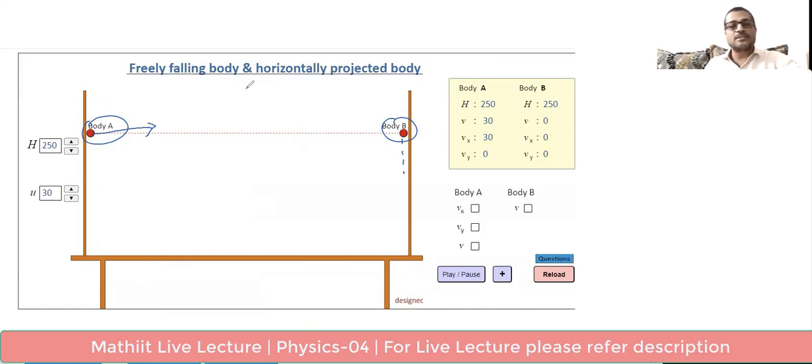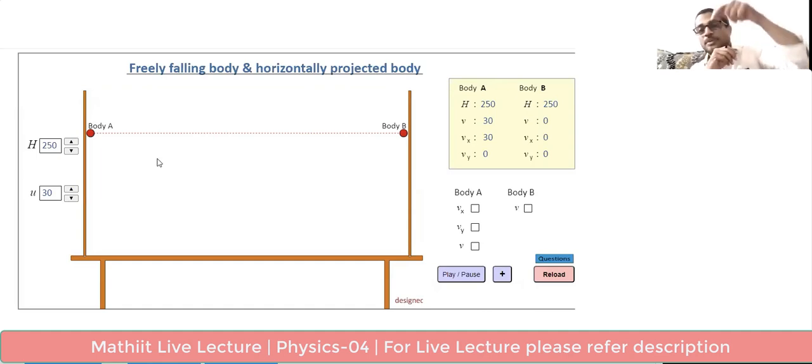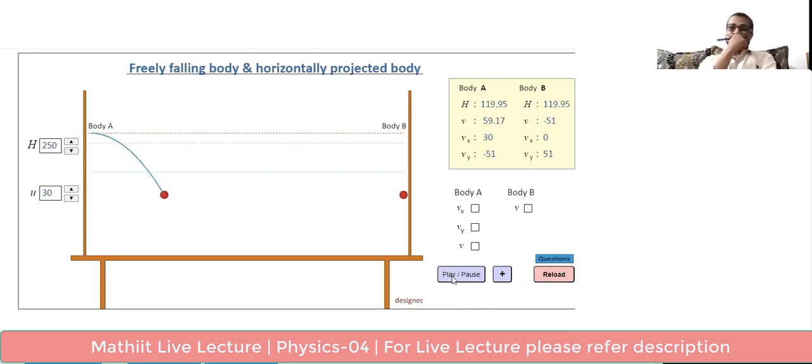Which body do you think will reach the ground first? If I allow them to move like this, right? I deliberately reset it quickly. Which body do you think will reach the ground first, if at all? Body A or B? Body B will reach the ground first because it is dropped, it is covering a distance. And Sidra believes that A will reach the ground first because you are giving it some velocity. Right? Both of them reach the ground simultaneously.